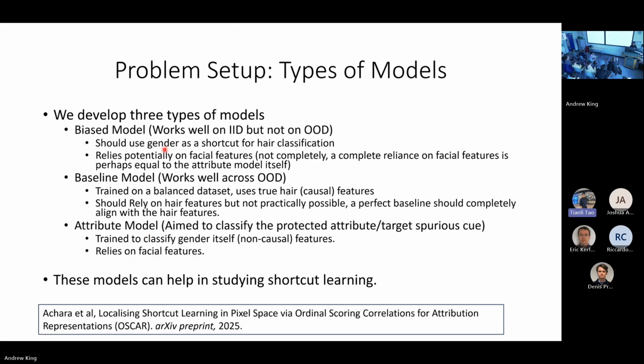So for instance, gender can be a shortcut for a hair color classification task in the CelebA dataset that Andy had shown previously. We suspect that this model relies potentially on facial features instead of the hair color itself. Then there's a baseline model which has been trained on a balanced dataset, with equal representations of both hair colors and both genders in this particular case. And then there's an attribute model which is specifically trained to classify the gender.